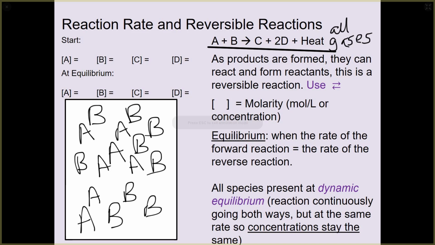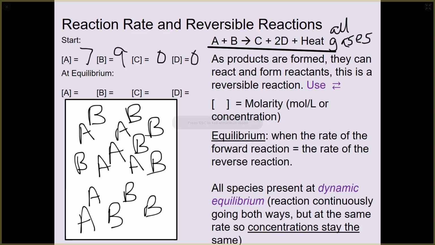Let's go ahead and count how many A's and B's we have at the start. I know I'm starting out with 0 products, so I'm going to fill that in. And let's count out our A's. So there's 7 A's and 9 B's.